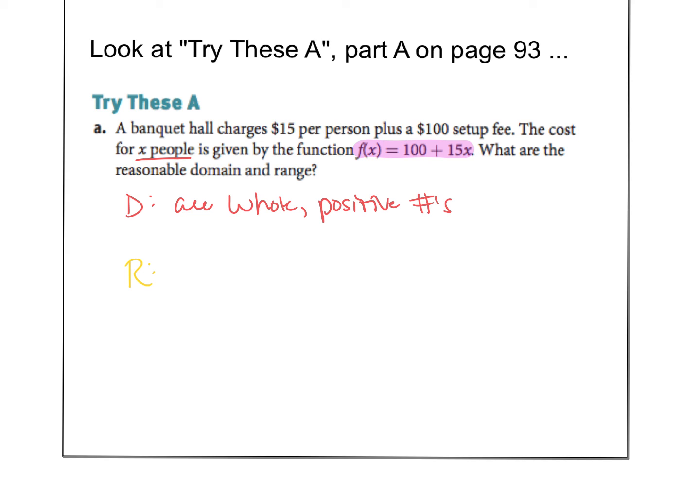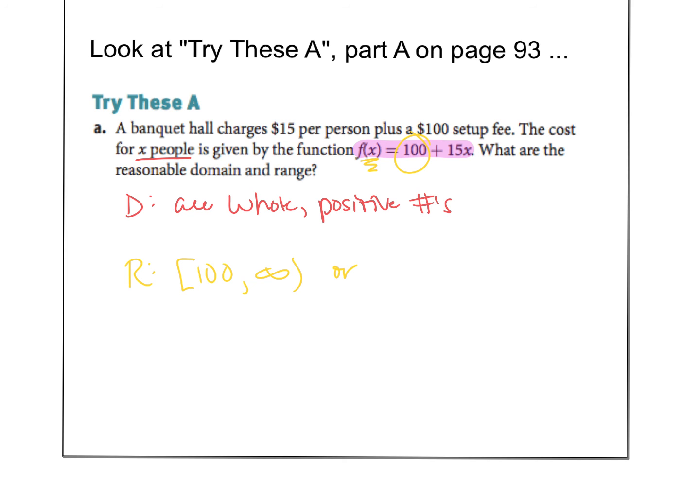So in words, I could say all whole positive numbers. For the range, we know we're now talking about how much money is accrued, right? That's our total amount, f(x), that one-time fee, and then $15 per person. So we know that if we have 0 people, no matter what, we're going to make $100. So we know we're looking at a value that is equal to 100 or more, right? So we could write this as we're including 100 going all the way up to infinity.